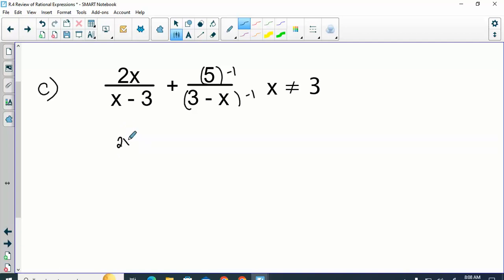So this is still 2x over x minus 3 plus negative 5. That would turn into a negative 3 plus x, which is the same as x minus 3. So I can put these together. And on the top I have 2x plus negative 5 or minus 5.